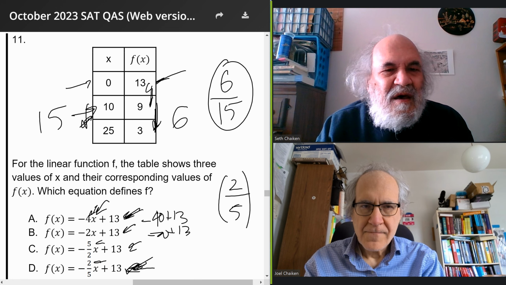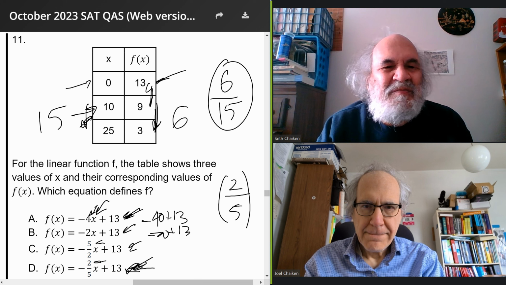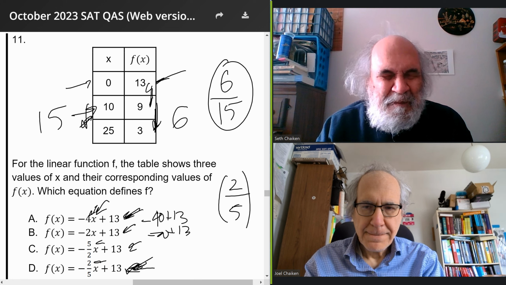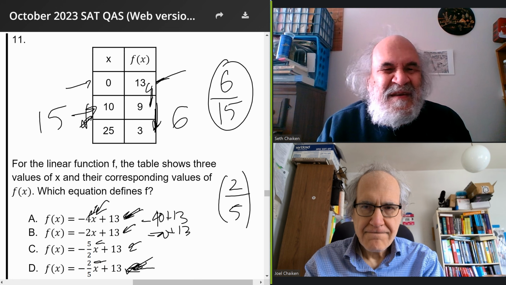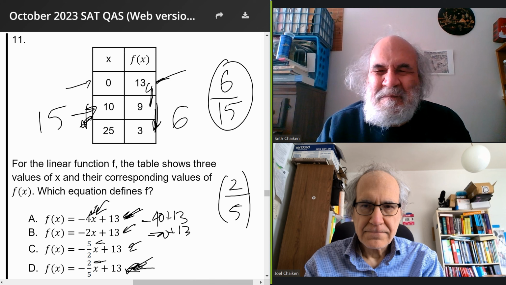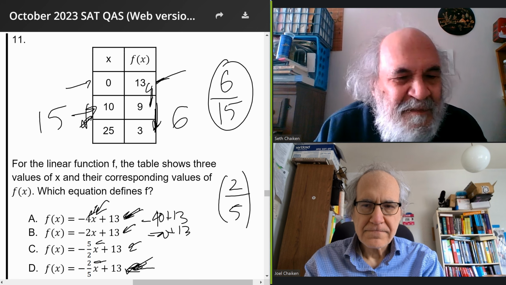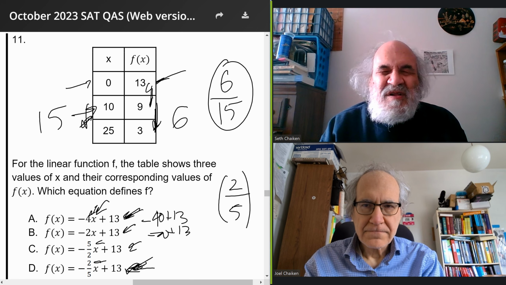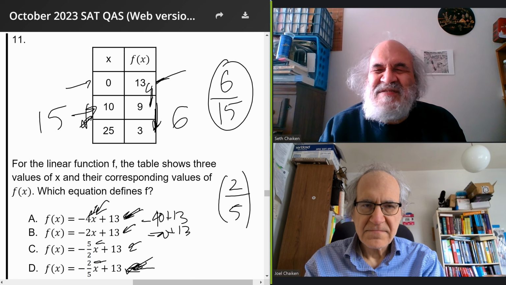Another thing to tell is that the changes between successive lines are pretty small in X, like 10 or 15. Yep. And the changes between the f of x's are smaller. Yeah. So therefore the slope has, and they go in opposite directions, so they are small negative numbers less than 1.